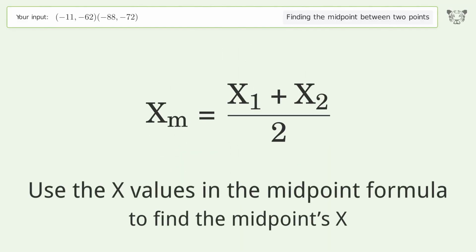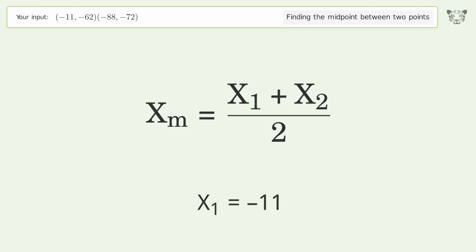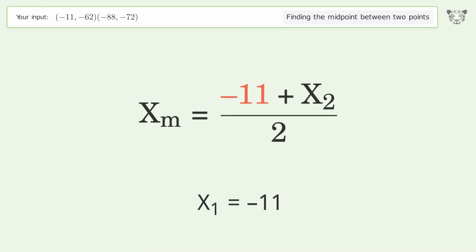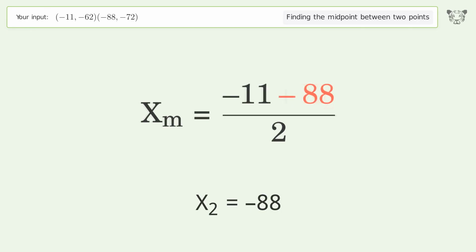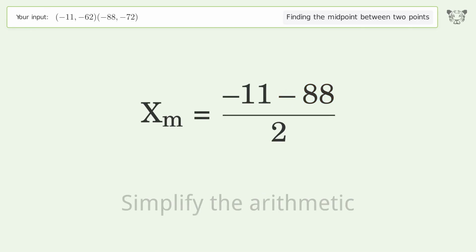Use the x values in the midpoint formula to find the midpoint's x. x1 equals negative 11. x2 equals negative 88. Simplify the arithmetic.